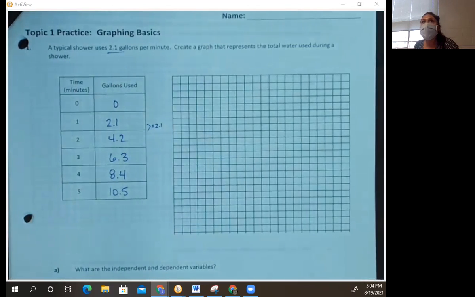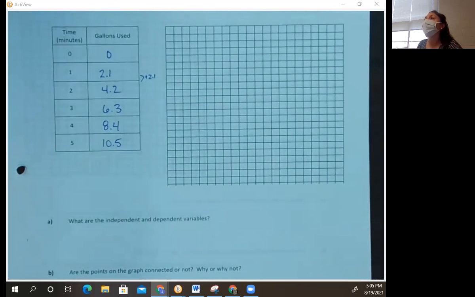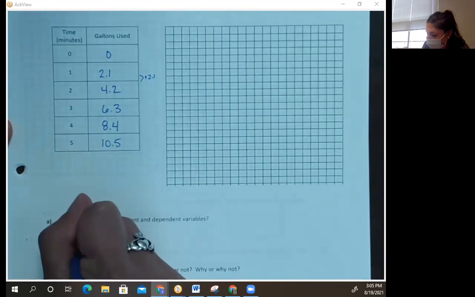Now, if I want to graph this data, the first thing I need to decide is what is the X value and what's the Y value. So I'm going to ask myself, what's the independent variable and what's the dependent variable? Yeah, time is the independent variable because that's the thing that I control. I decide when to turn the shower on and off. So if I'm controlling time, that makes it the independent variable.